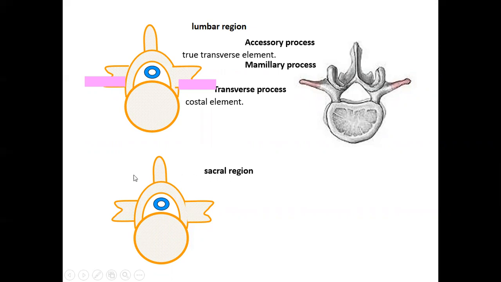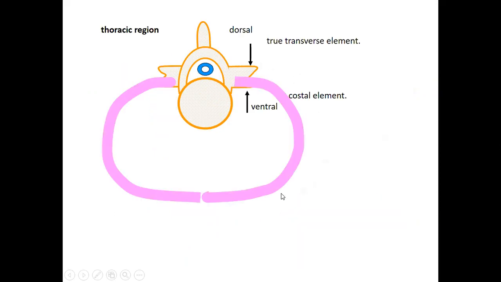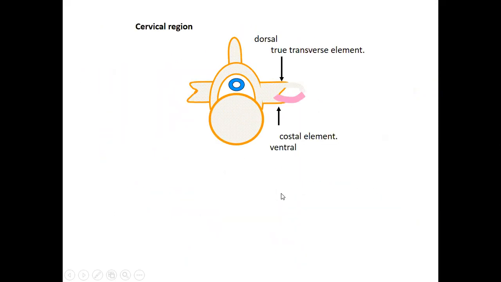Now we're going to move to the sacral region. The pink colored part here represents the costal element. Here it forms the butterfly-shaped part, the lateral mass. In the sacral region, the true transverse element will fuse with the costal element to form the lateral mass. I hope you can follow all the process here, from the early part of my slide, the cervical region.